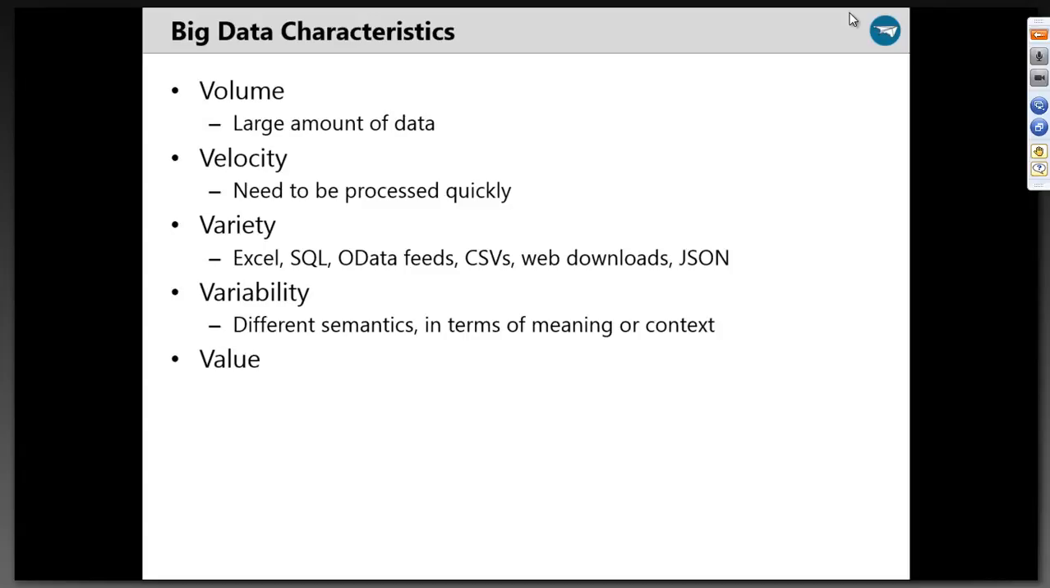Like over time, we might say, well, when we originally started looking at customers, we only wanted their name, address, and phone number, but that was 2 years ago, and now we're getting social security number and driver's license number and a whole bunch of different things. So if there's variability in the semantics, in the meaning or context of the data, then that might be big data. But most importantly, big data has value. There's a question that needs to be answered in a timely manner, and we're trying to process a whole bunch of data, either by volume, velocity, variety, or variability, and the answer is important to us.